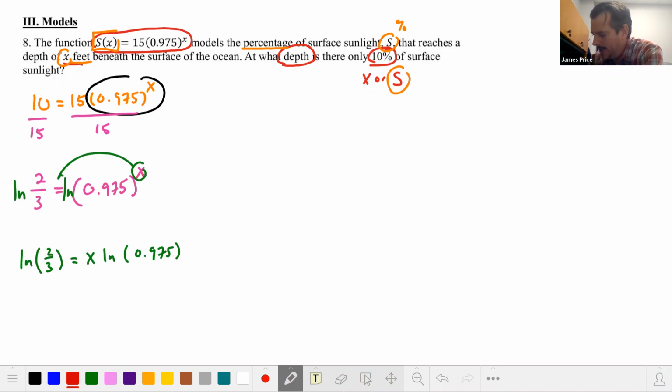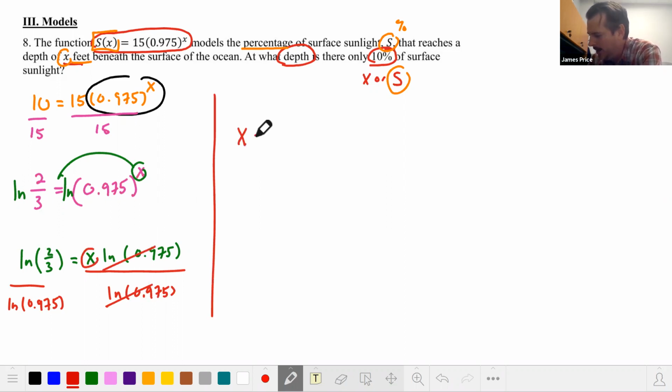And then to get the x by itself, I'll simply divide out on both sides by this crazy ln of 0.975. Make sure you do it to both sides. So divide ln 0.975. Notice on the right, they'll cancel, and then we'll get our x by itself. So x is going to equal, and you need to write down the exact answer. So the exact answer would be ln of 2 over 3 divided by ln of 0.975. And then you can approximate next to it.